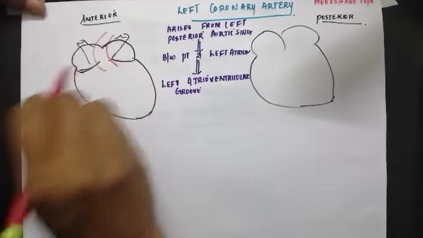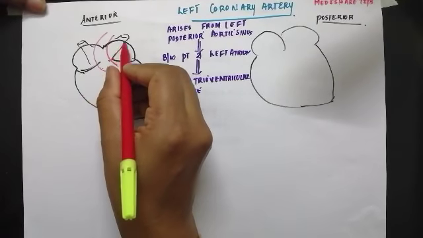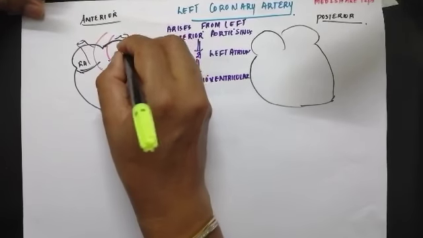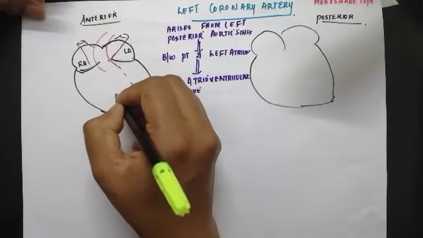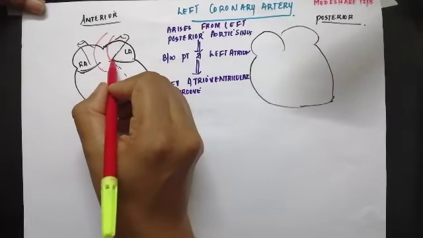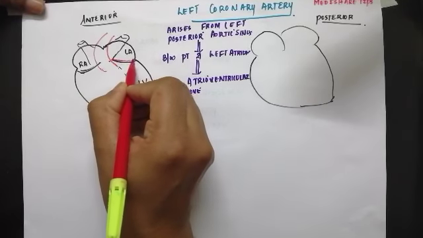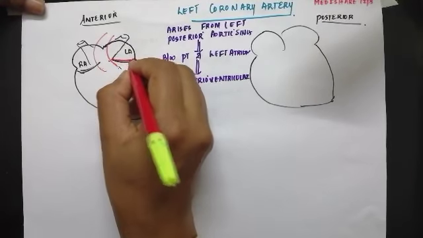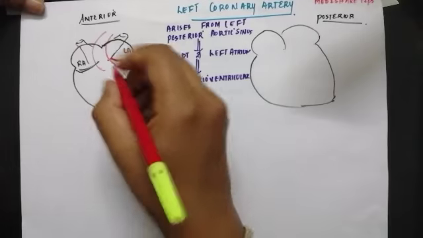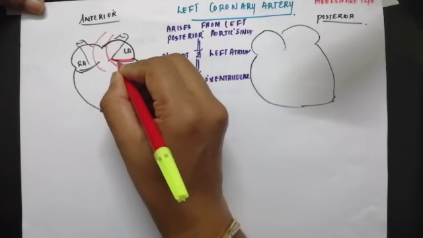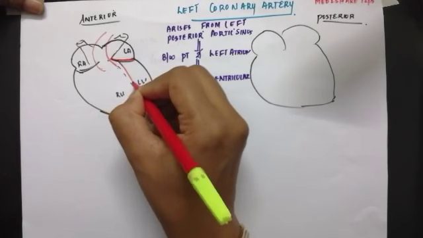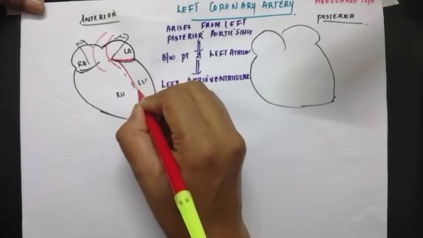So it arises from the left posterior aortic sinus and passes between the pulmonary trunk and left atrium, and this is the right atrium, left atrium, right ventricle, left ventricle. It passes through the left atrioventricular groove like this. And it gives out a branch here which is known as the anterior interventricular branch, or left anterior descending branch.